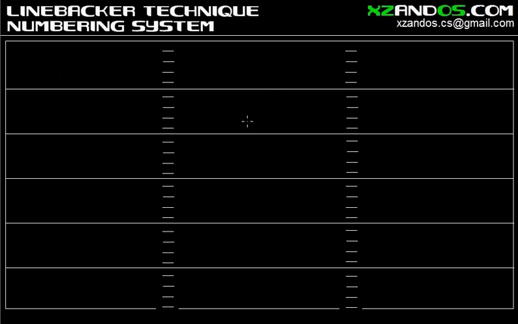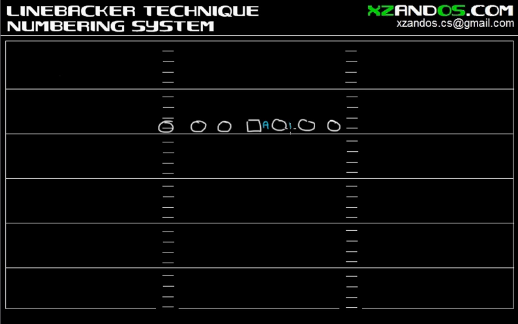I'm going to first start out by drawing a generic offensive line: guard, tackle, tight end, guard, tackle, and tight end. I am going to briefly review gaps.